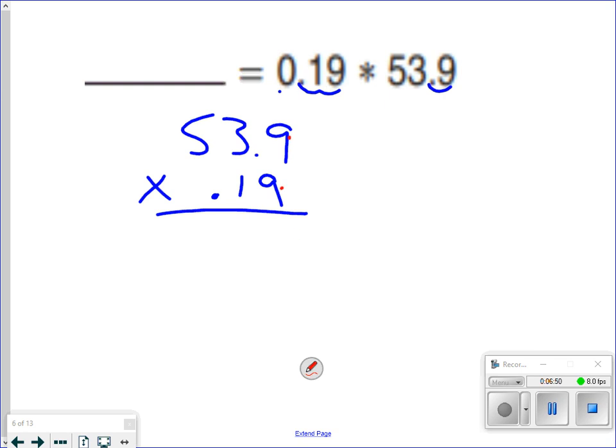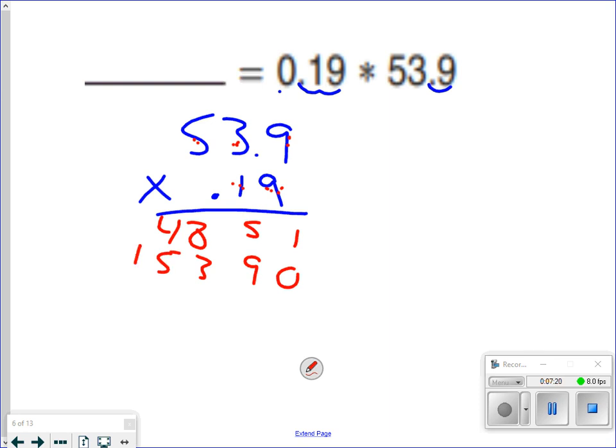9 times 9 is 81. 9 times 3 is 27. Plus 8, I should say, 27 plus 8 will give me 35. 5, carry the 3. 9 times 5 is 45, plus 3 is 48. Place value holder here, and 1 times 9 is 9, 1 times 3 is 3, 1 times 5 is 5.